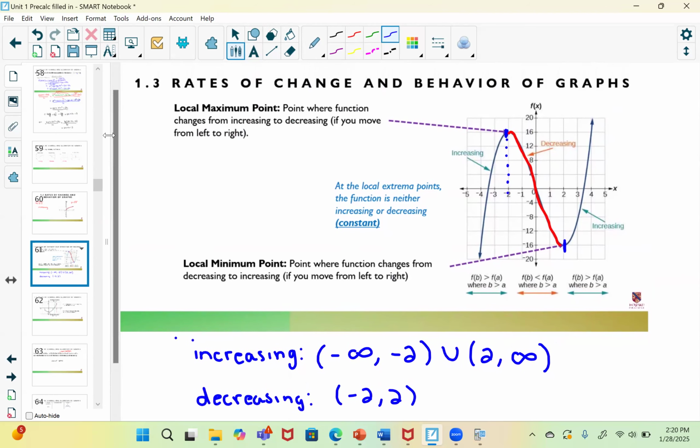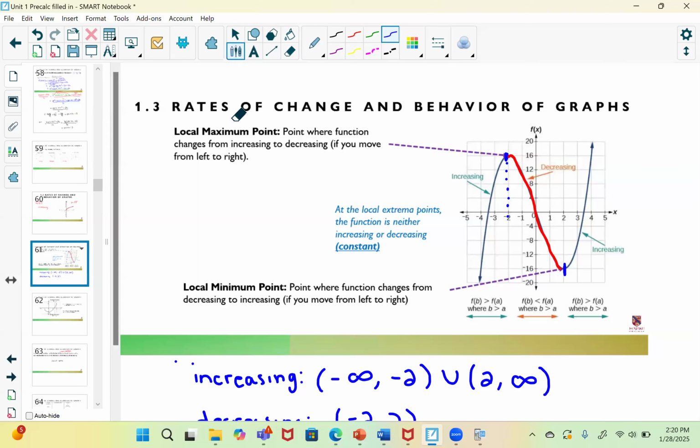Now, we have some other features called max or mins, and another name for them is local extrema. So anytime they say find the local extrema, that means they're asking you to find the local max and mins. So a local max, also known as a relative max, is a point where a function changes from increasing to decreasing. And it's also the highest point in that region. It might not be the highest point on the entire graph, but it's the highest point locally, like around it.